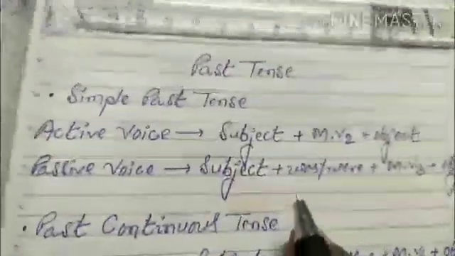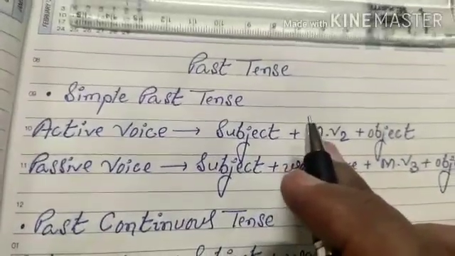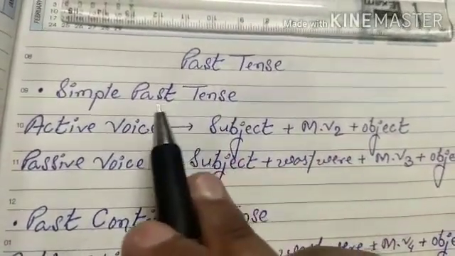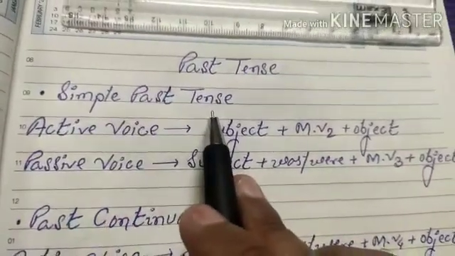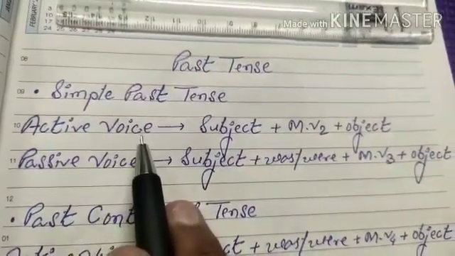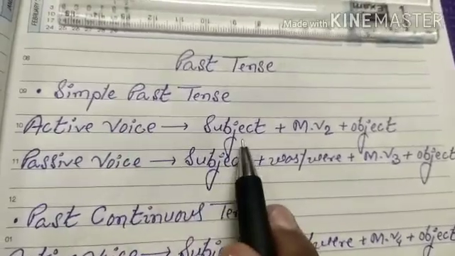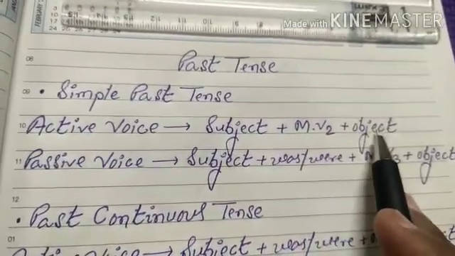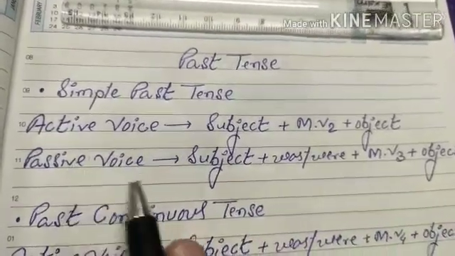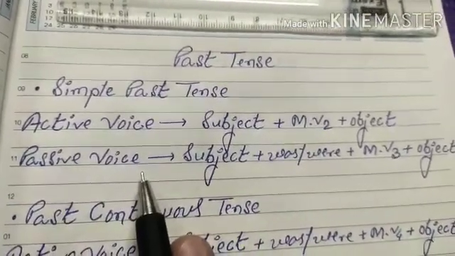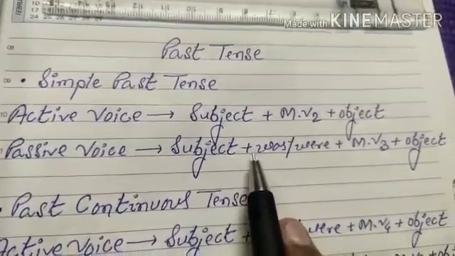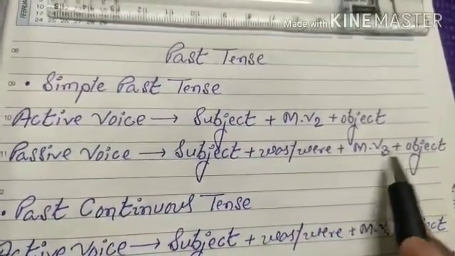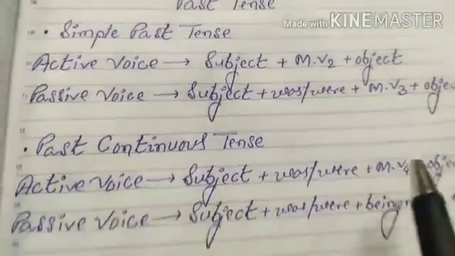Move on to the second type of tense, which is past tense, and the very first form of past tense is simple past tense. The structure in active voice of simple past tense is subject plus main verb in V2 plus object, and the structure in passive voice of simple past tense is subject plus was or were plus main verb in V3 plus object.